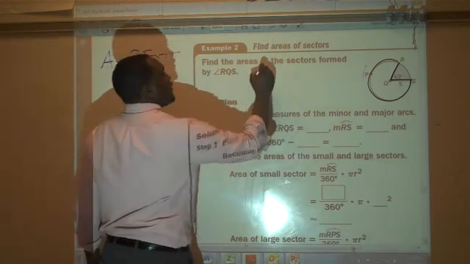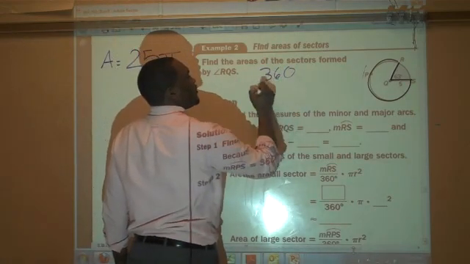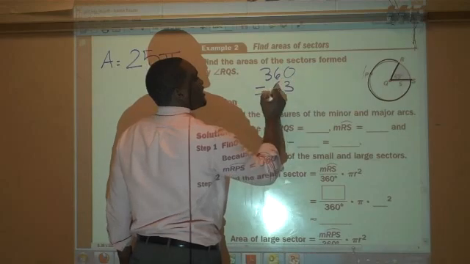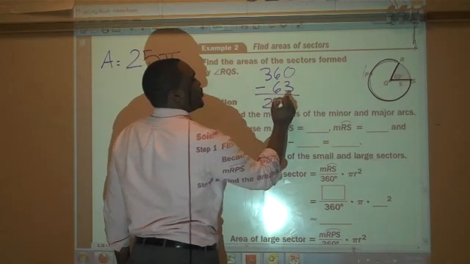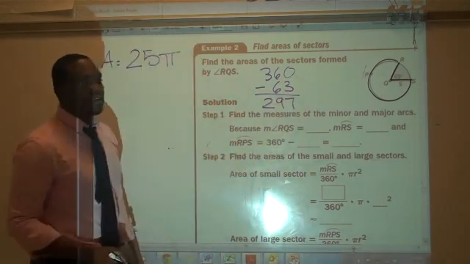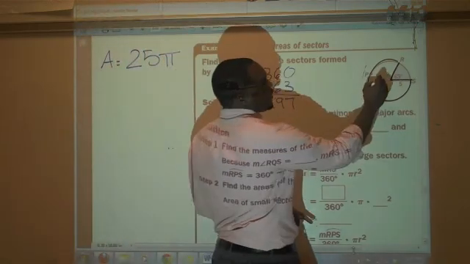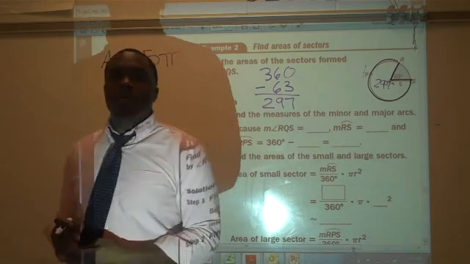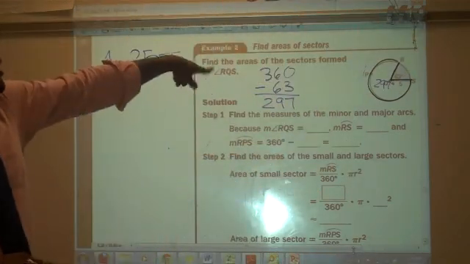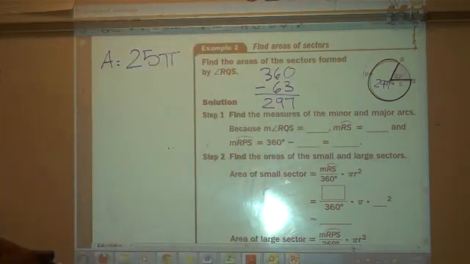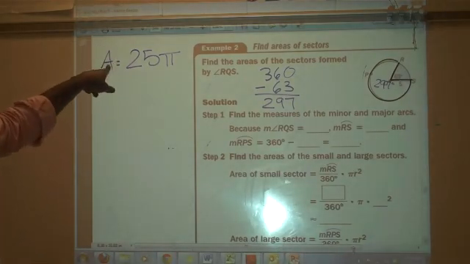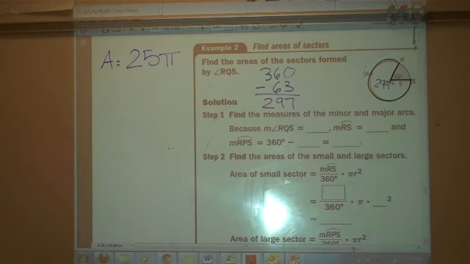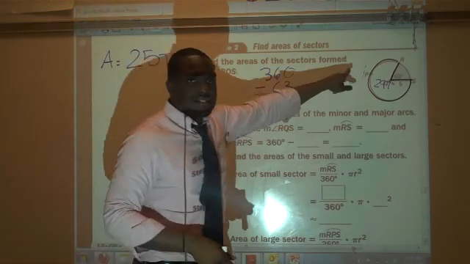And so when I do that, I get 297. 297 degrees are out here in that large sector. 297 degrees are in that total large sector there. Well, once again, I know my area is 25 pi, but I don't want to know what the entire area is. I just want to know what this portion is.